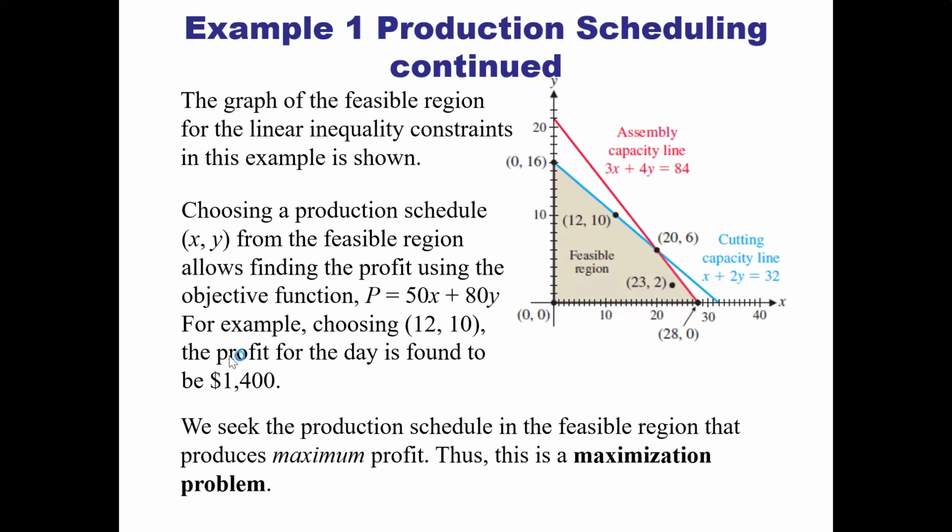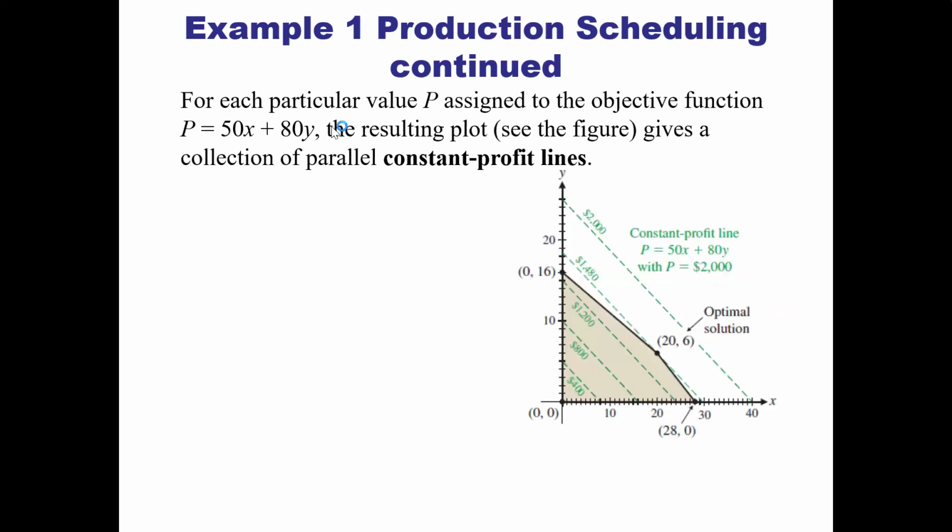And what we want to do is maximize the profit. So that means it's a maximization problem. So we want to find the maximum value. And so what we're going to do is, for each particular p-value, assign that to the objective function. The resulting plot is given here with parallel constant profit lines. So we kind of see each one of those. Those are the profit lines. And so the optimal solution is the one that has the biggest one.